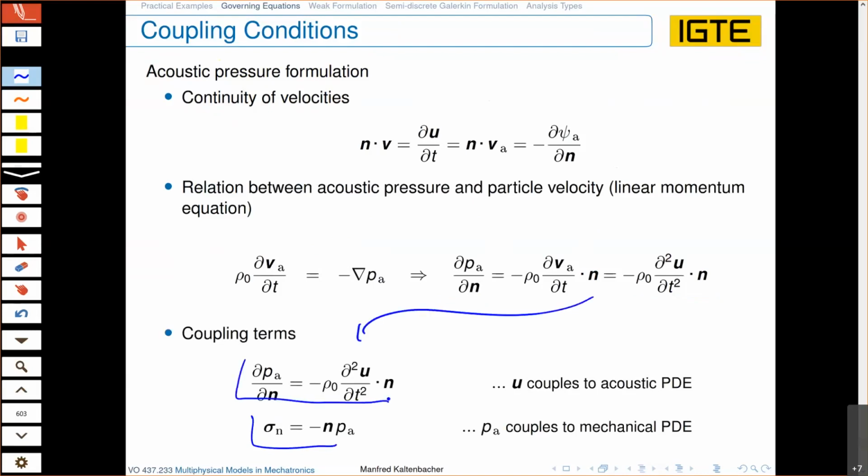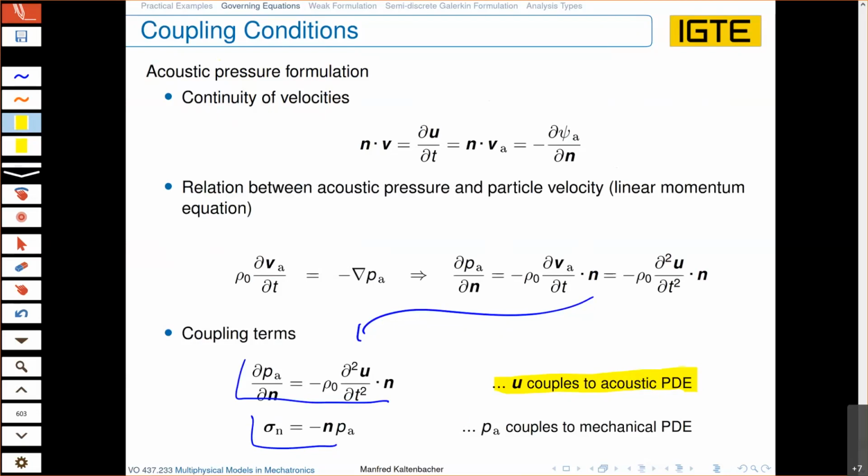And so we see how the mechanical displacement couples to the acoustic PDE expressed by the acoustic pressure pA. And you see this is over the acceleration. It is also important to note that this is actually the physics of how pressure in the ambient fluid is generated: the acceleration of the surface vibration is the important quantity and not the velocity. So the acceleration is important, and that we see here nicely.